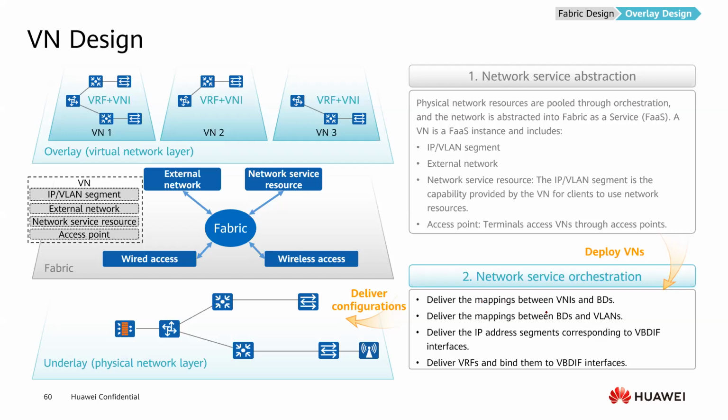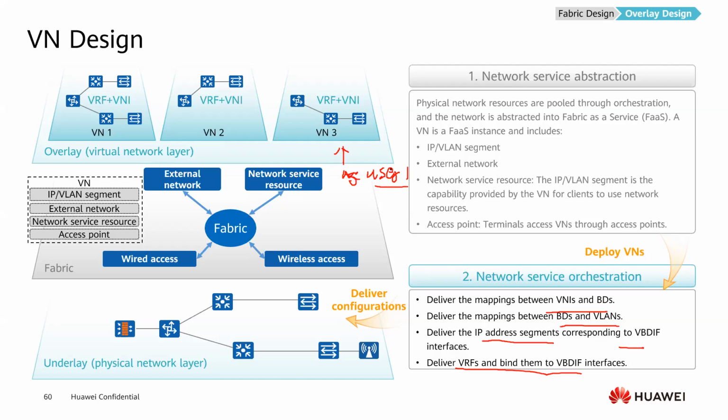such as the map between the VNI to the BD, the BD to the VLANs, and the IP address segment to the VBDIF, and the VIF to the VBDIF. So when the users send traffic to the network, how does the user know what specific VN it belongs to? It's just based on this mapping.